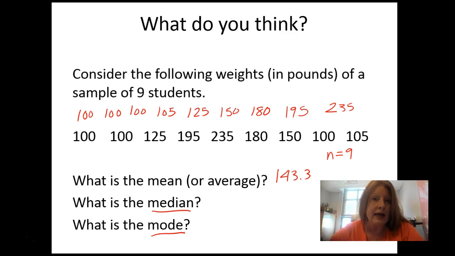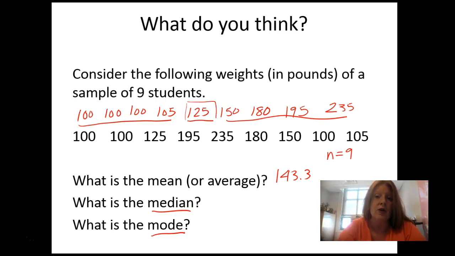What is the median? The median is simply that number that's in the very center of the data set, the physical middle of the data set. Now we have 9 values here in the data set, an odd number. So the median then would be that number that's in the 5th position, because that gives us 4 numbers in front and 4 numbers after. So the middle of that distribution is 125.